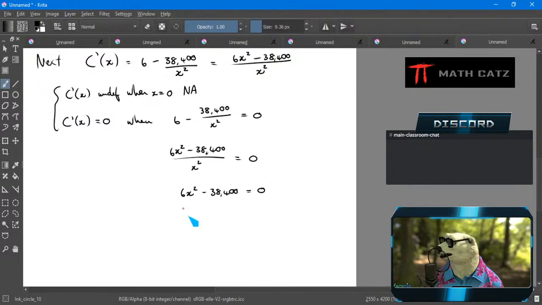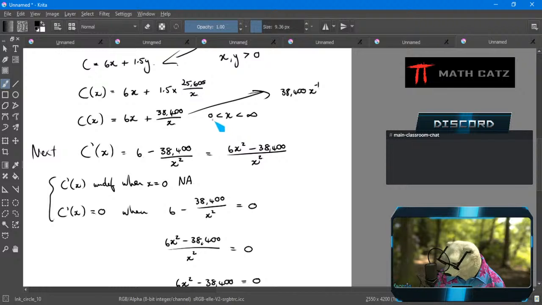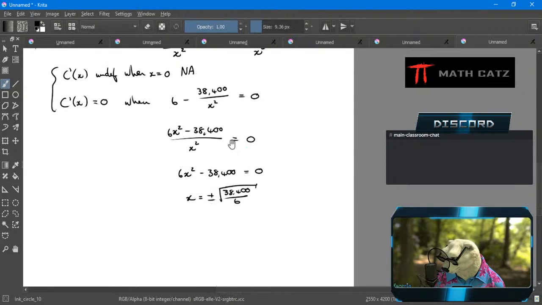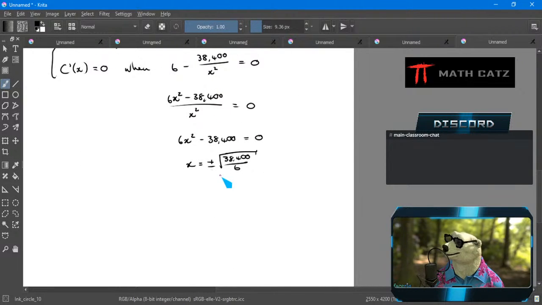Either way, I get this, and that's going to be plus or minus square root of 38,400 over 6. Now I'm not interested in the negative, right? Because x can't be a negative number. So technically when I do this, there are 2 critical points coming out of this, but I'm only interested in the positive one. Not interested in the negative one.